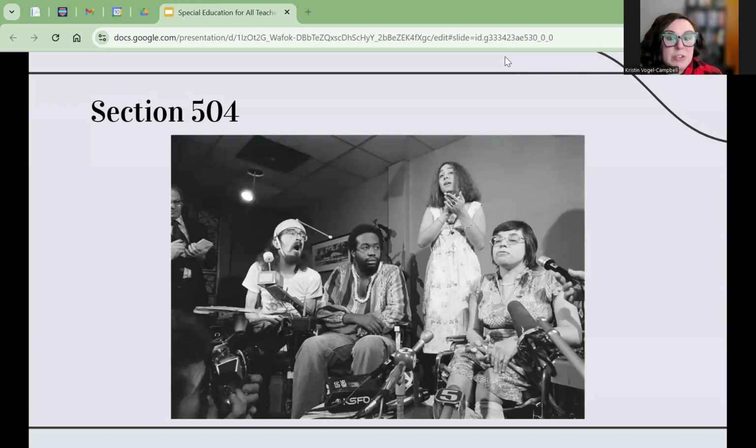So the photo that you see on your screen is of Hale Zukas, Ron Washington, and Judy Heumann responding to questions at a press conference held at the San Francisco airport before those protesters left for Washington, D.C. And in the background, Lynette Taylor provides American Sign Language interpretation.